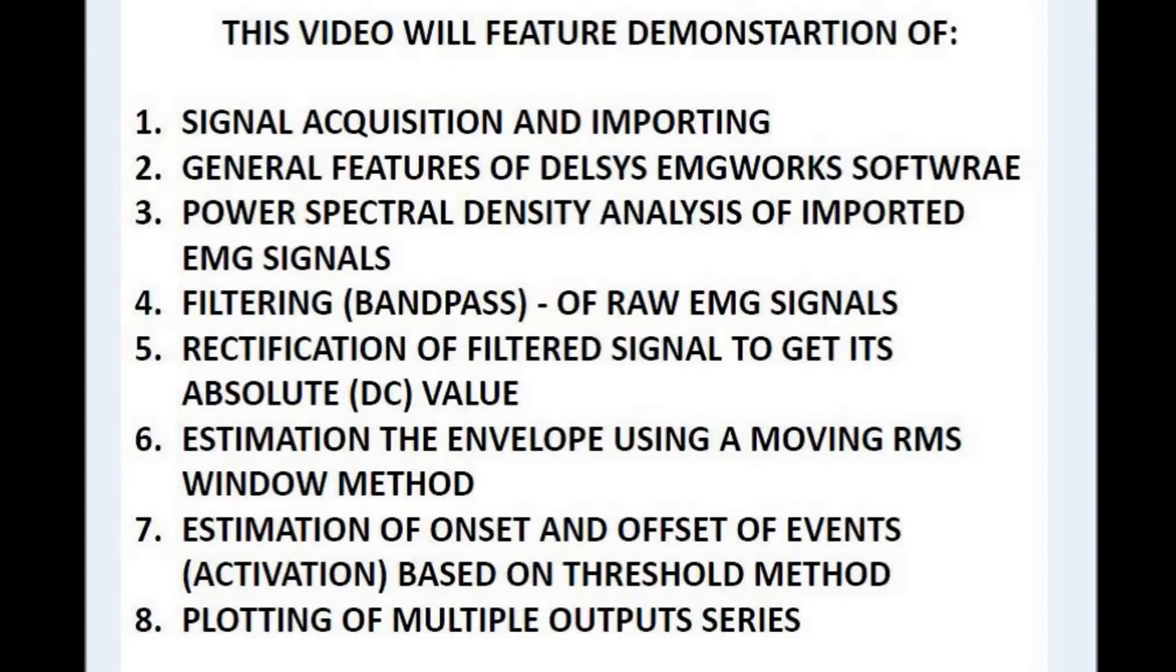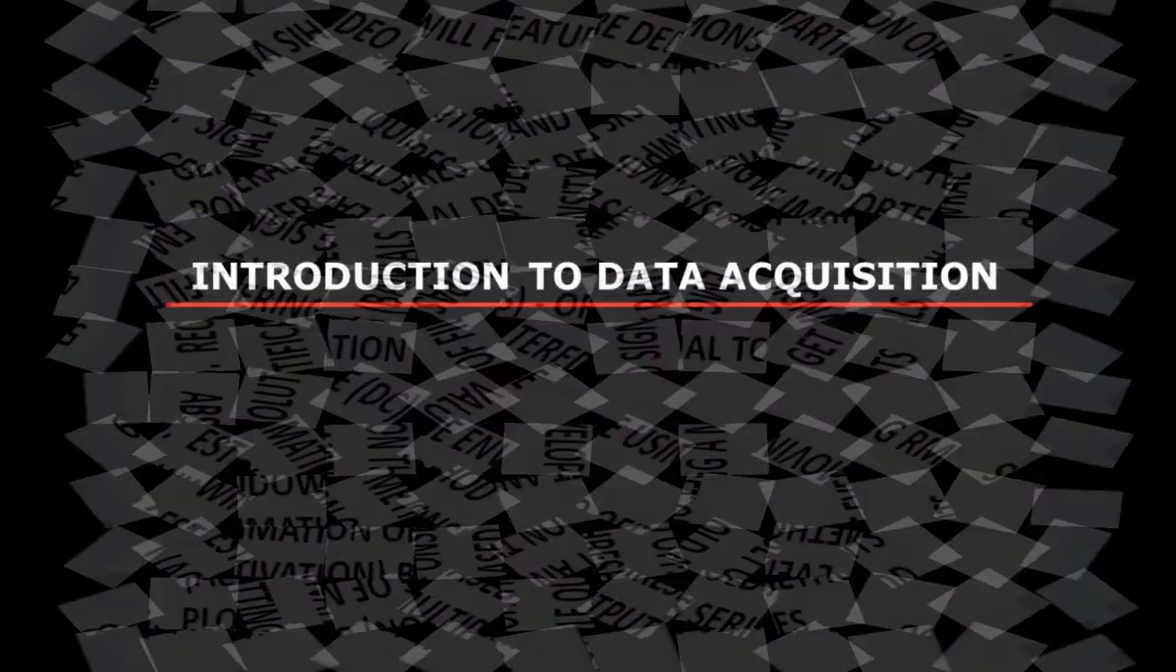Friends, our final analysis will be estimation of onset and offset of events of activation based on the threshold method, and in the last we will try to plot our multiple outputs that we will get from our above steps into a composite graph plot so that we can compare and we can have the visual analysis of all outputs in the same frame.